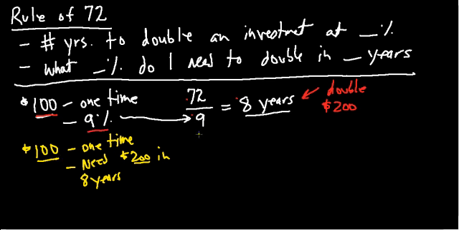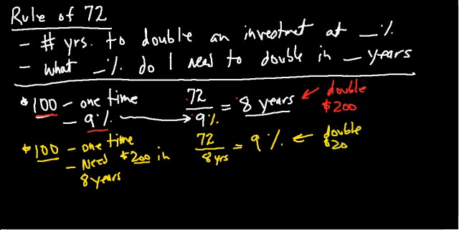Well, it's just the reverse of what we did up here. You still take 72, but in this case we're dividing by 8 years. Of course, 72 divided by 8 is 9, but in this case the result is 9%. Again, it's the same thing, double to $200, but we've just done it a different way. I have $100 to put in, and I know I need it to double in 8 years. What do I need to earn in order for that to happen? In this case, the answer is 9%.